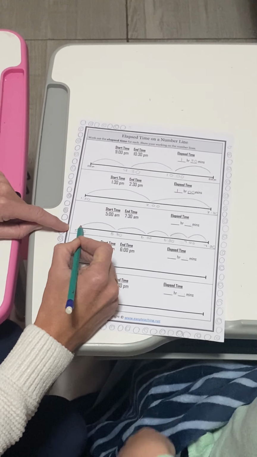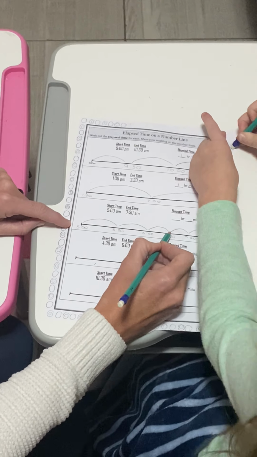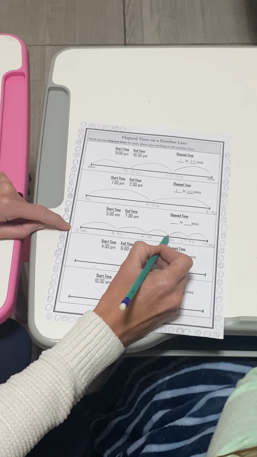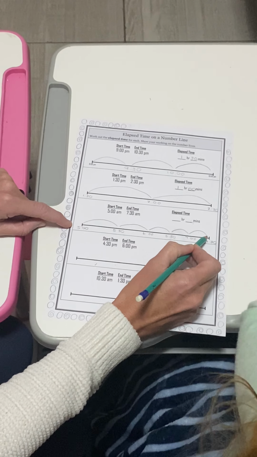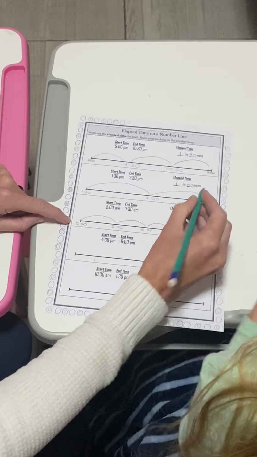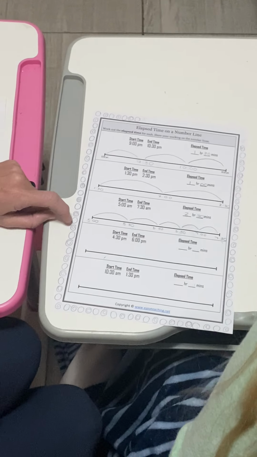7:30. So now I count and I go 30 minutes plus another 30 minutes makes an hour, plus another 30 minutes makes an hour and 30 minutes, plus another 30 minutes makes 2 hours, and then another 30 makes 2 hours and a half. 2 hours and 30 minutes, or 2.5 hours.